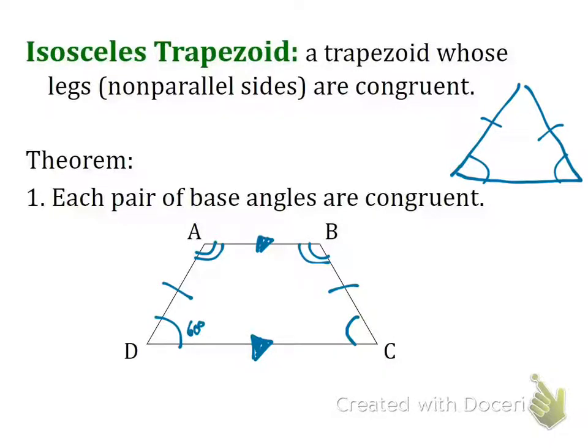So let's say angle D is 60 degrees. How would I find angle A? Subtract from 180. Yep. 180 minus 60 gives me 120. So 120 degrees. What would be the measure of angle C? 60. What would be the measure of angle B? 120. So these base angles are the same. They're congruent. To find the other one, you subtract from 180 if you're missing one.